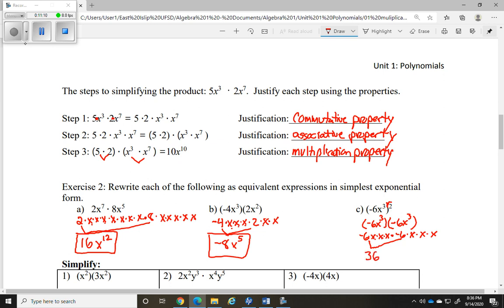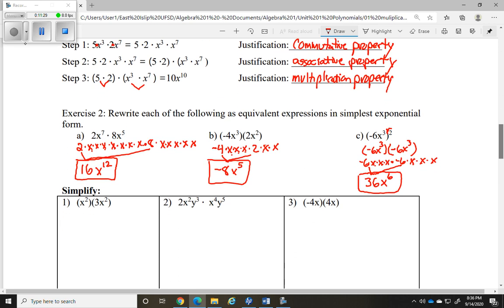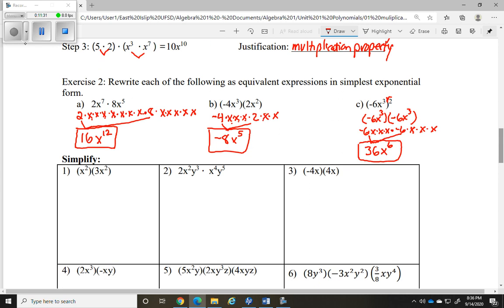X times x times x times x times x times x is x to the 6th power. Again, I haven't really stated any kind of crazy rules I'm using. I'm just expanding it and kind of using common sense. Math always makes sense. If something in math is not making sense, you're probably doing it wrong. So just remember that math always makes sense.